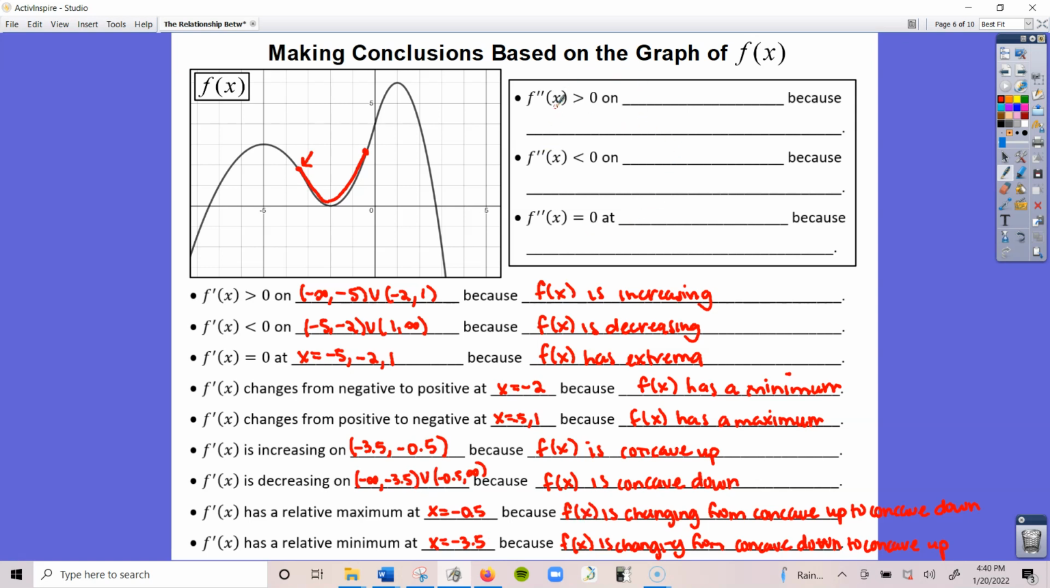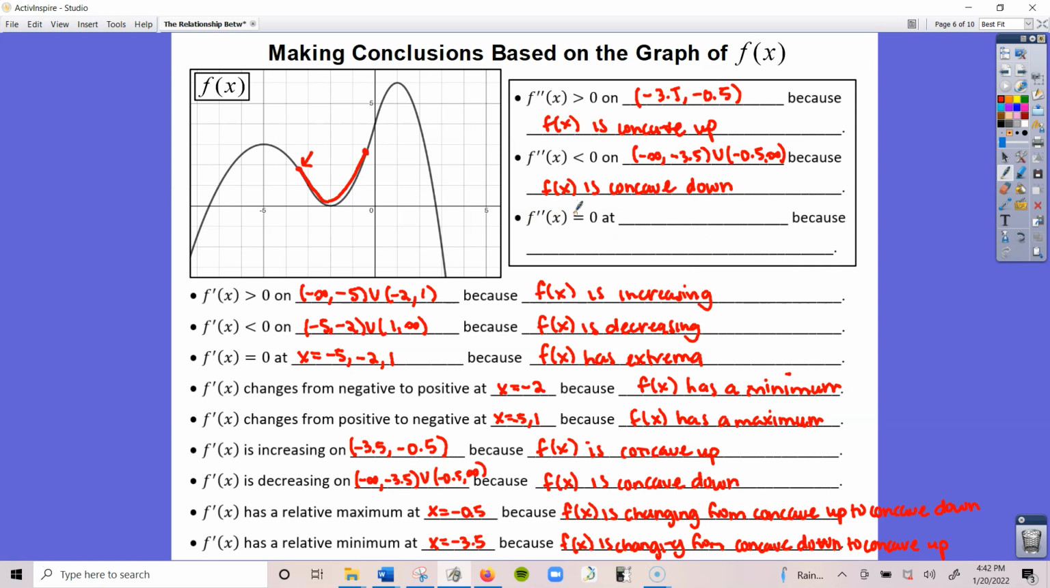Now if I look at these up here, f double prime of x is greater than 0. If f double prime is greater than 0, then that means that my function is concave up, which I've already identified. So a lot of these are going to repeat what we have here, because this has the same relationship. So f double prime of x is greater than 0 on the interval -3.5 to -0.5, because f of x is concave up. And f double prime of x is less than 0 when it's concave down. So that would be from -infinity to -3.5, and then again from -0.5 to infinity, with the same reasoning as before, because f of x is concave down.